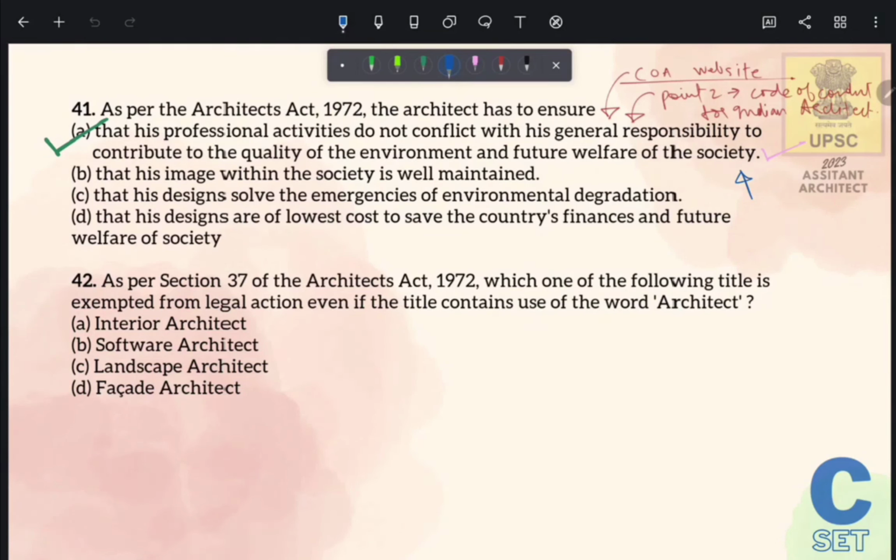As per section 37 of the Architects Act 1972, which one of the following titles is exempted from legal action even if the title contains use of the word architect? So as per the section 37 of Architect Act 1972, only 2 titles are exempted from legal action. One is the landscape architect and the other one is the naval architect. Therefore, the correct answer of this question is option number C, landscape architect. Other than this, there is no mention of any other title with architect word. Therefore, this section 37 is not applicable for both these titles.